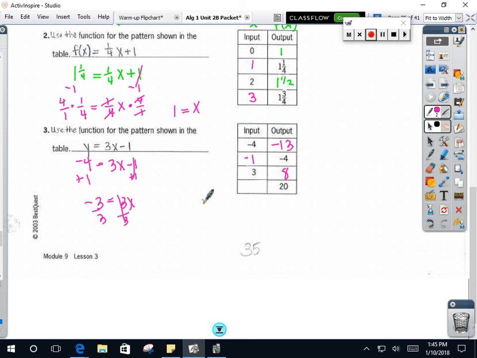Shh, boys. What do you get for this input when your output is 20? 7. Okay. Now I want you to try page 36 by yourself. I'm going to give you about 5 minutes.